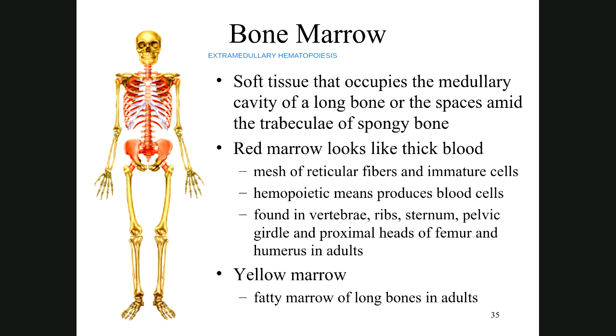So when red blood cells are low and you need to make more, and these areas cannot keep up, other areas will make them. If that happens, a child might have facial deformity. The areas found to make blood cells are the vertebrae, the rib, the sternum, the pelvic girdle, the proximal head of the femur, and the proximal head of the humerus.